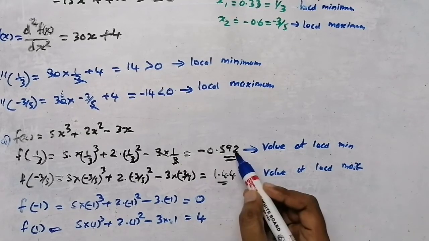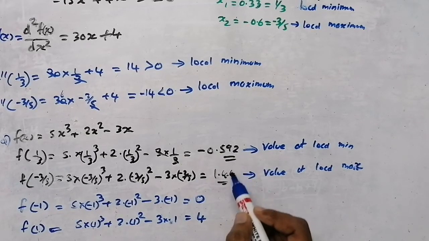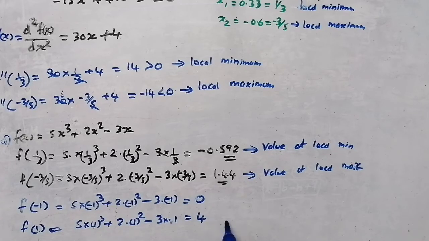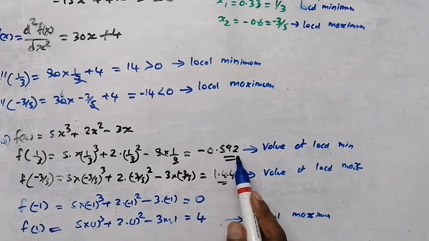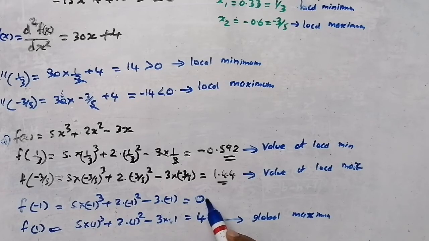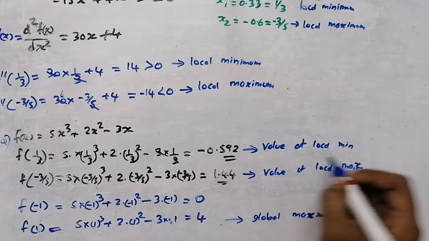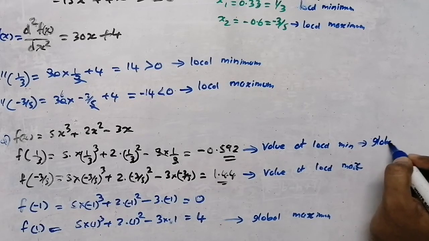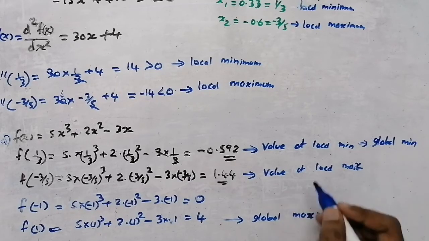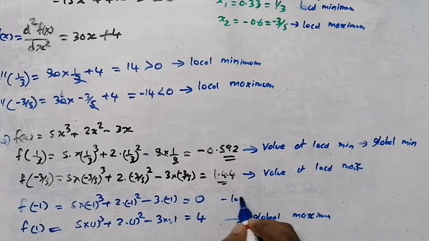Now we need to consider all these values. Okay, in this, which is the highest value? 4 is the highest value. So 4 is going to be my global maximum. Okay, now which is the lowest point? See, this is 0. Is 0 the lowest point? No. Here we have a negative 0.592 value. So this will be my global minimum, and the remaining are local maxima and local minima.